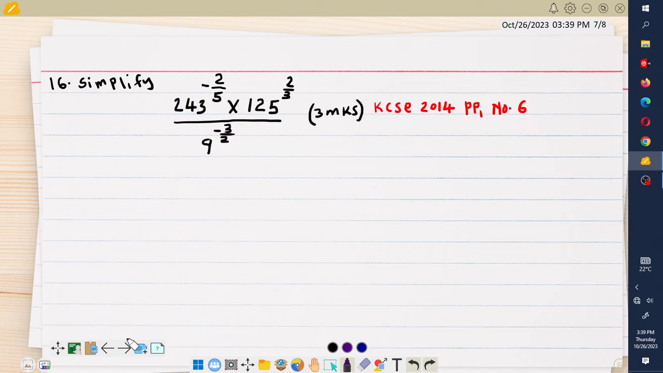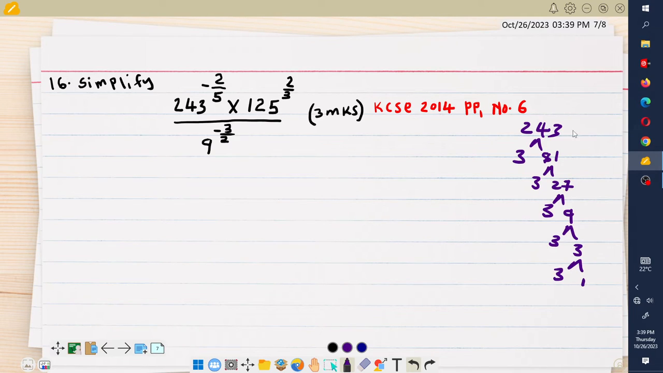Then we look at our example number 16, which is also a past case question done in 2014 paper 1, question number 6. So we are told simplify 243 to the power of negative 2 over 5 times 125 power 2 over 3, then divided by 9 to the power of negative 3 over 2. So I'm going to start by looking at the factors of 243. So of course I'll start with 3. If I take 243, then I divide by 3, I'm going to get 81. Then by 3, 27. By 3, 9. By 3, 3. Then by 3, 1.